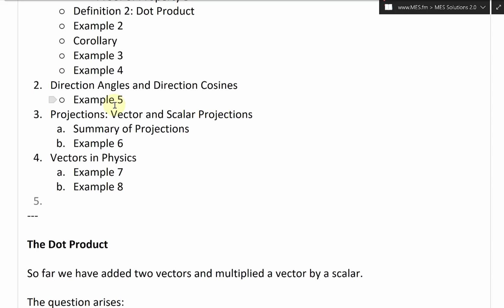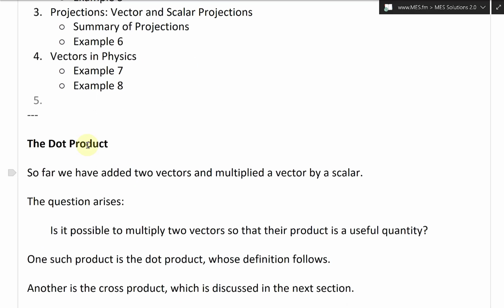And look at example 5, and then projections, then vector and scalar projections, then a summary of projections, and then example 6. Then the last section, vectors in physics, with 2 examples, example 7 and example 8. Alright, so now let's finally jump right in and look at the dot product.